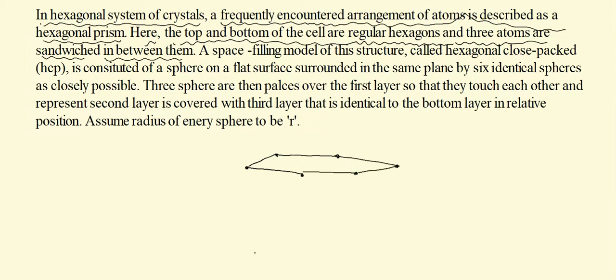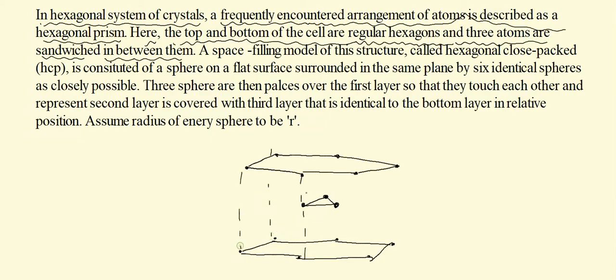And at the bottom also a hexagonal layer will be there, like this. And between them, the top and the bottom cells are regular hexagons, and three atoms are sandwiched in between them. Here three atoms will be sandwiched. So this was your hexagonal close packing.